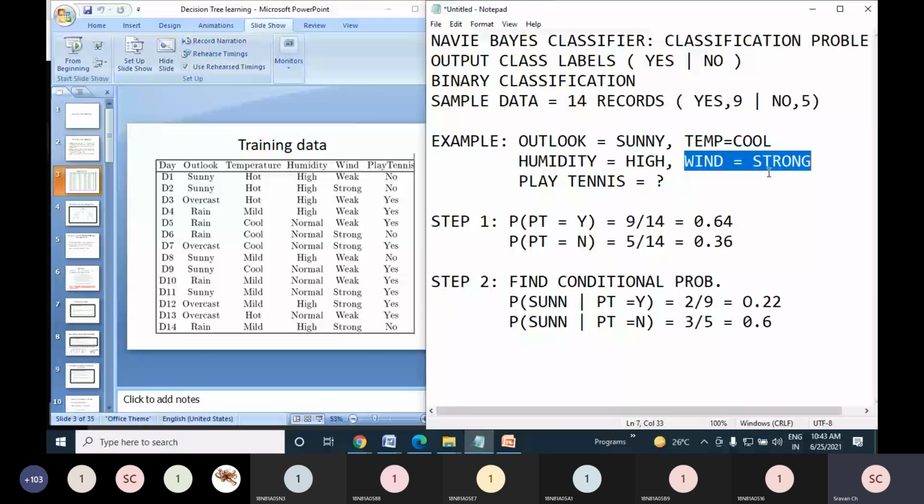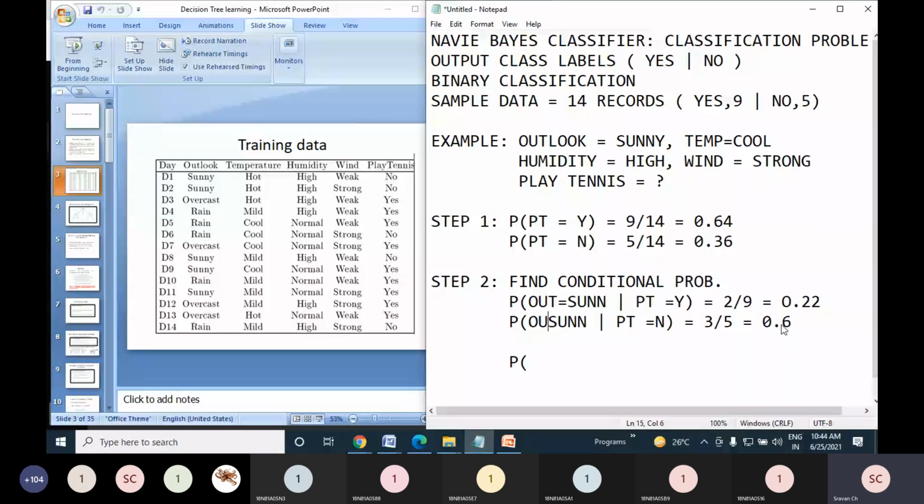So this is step 2, I have to continue. P of sunny is done. Second attribute, temperature. So this is the outlook parameter, friends. Let me write it as outlook is equal to sunny. I am not writing it completely, I hope you understand. Temperature is equal to cool.